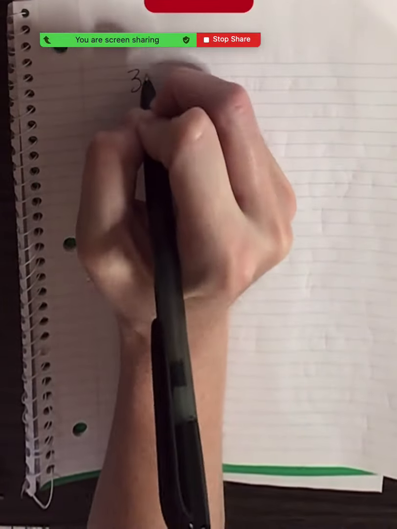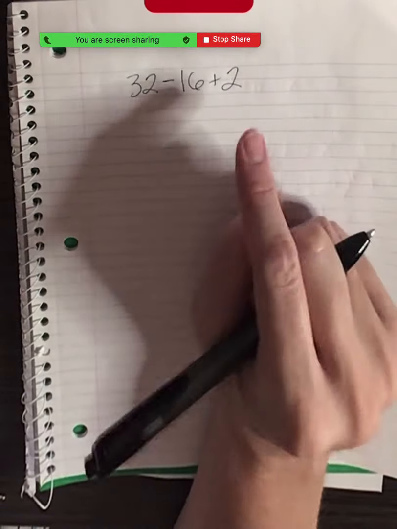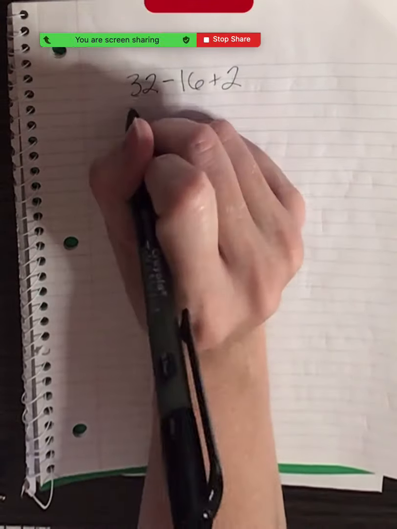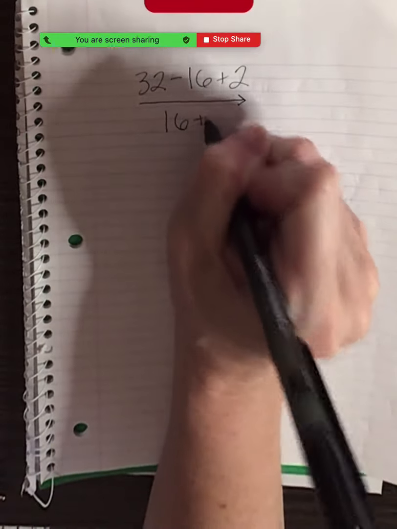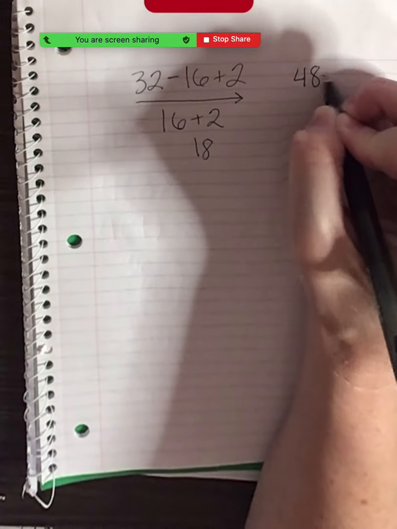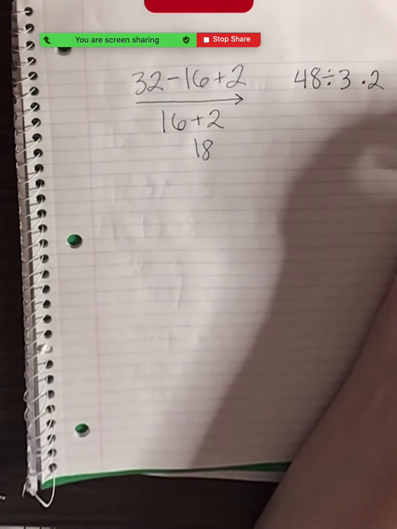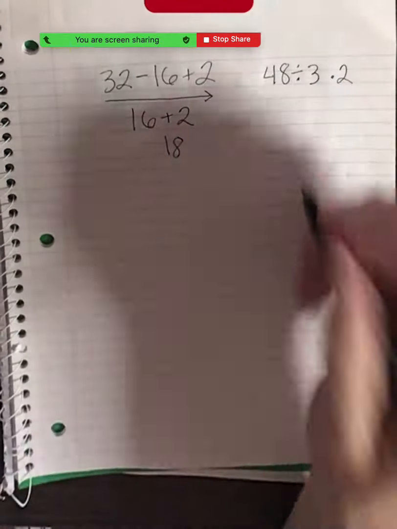All right, so again, just a quick note. 32 minus 16 plus 2 doesn't mean, order of operations doesn't mean I'm going to add this first. It's addition and subtraction, so I work straight from left to right. So 32 minus 16 comes first, then add 2. Same thing with multiplication and division. Doesn't mean to multiply first and then divide, okay? So it just means work straight from left to right.